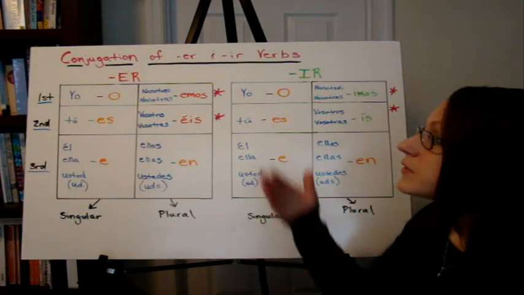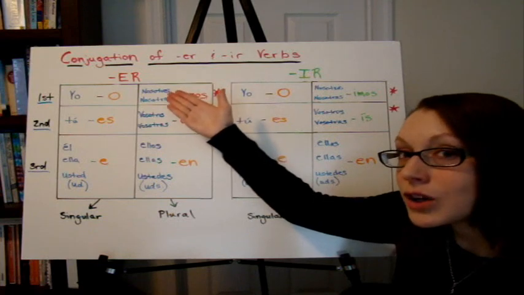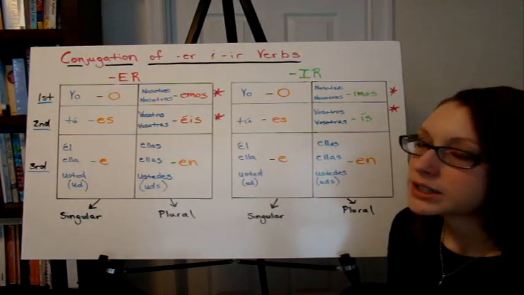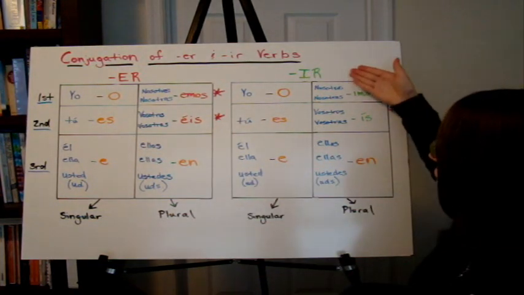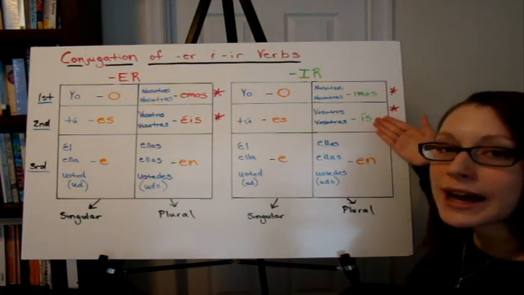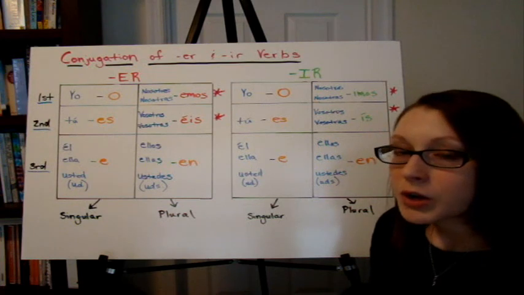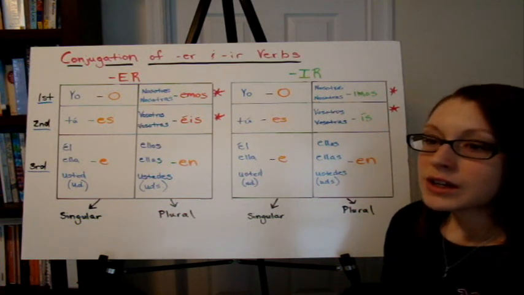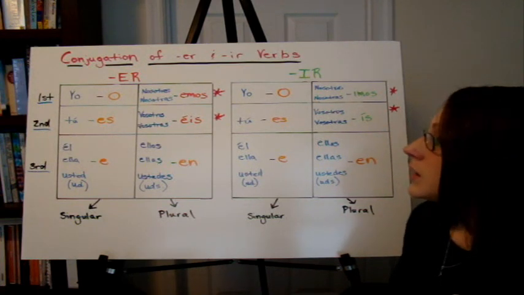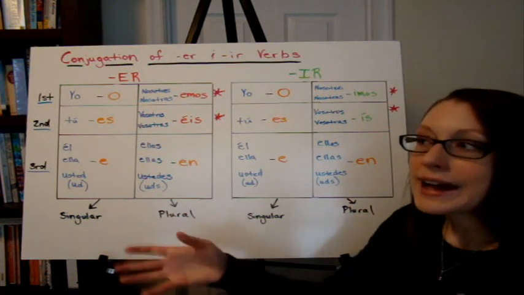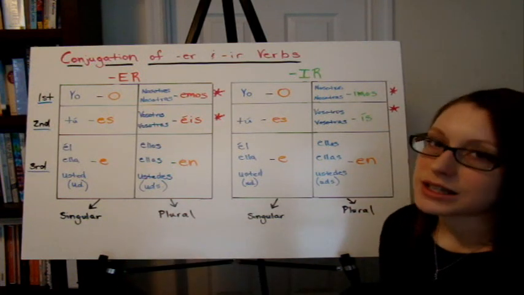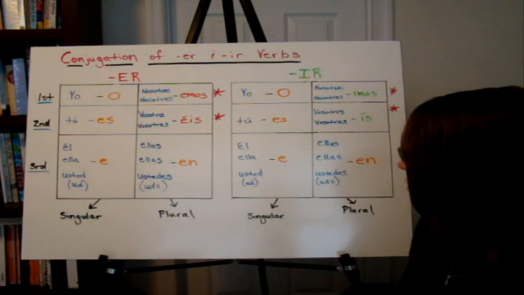Now, an easy way to remember where the accent mark goes on the vosotros forms for both ER and IR verbs is, if it's an ER verb, the accent mark is going to go on the E. And for IR verbs, since it's an IR verb, the accent mark is going to go on the I. Same goes for the AR verb conjugation of the vosotros form. The accent mark is going to go on the A since it's an AR verb. So that's an easy tip to remember.